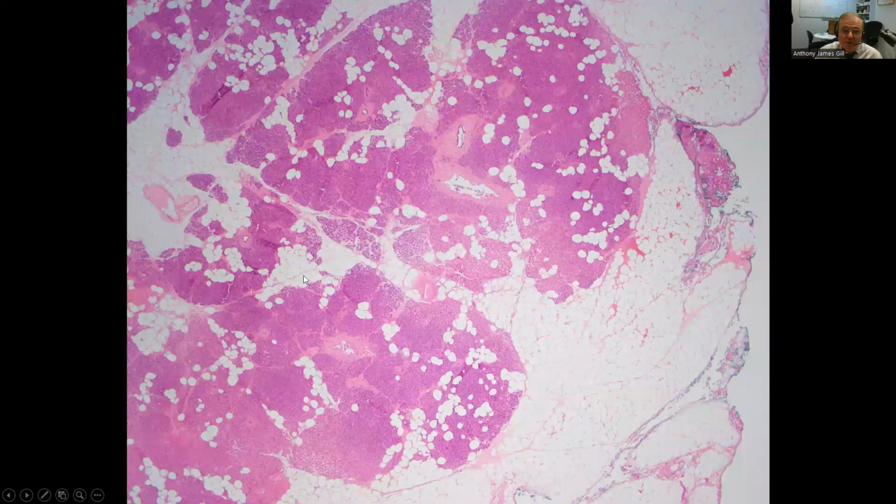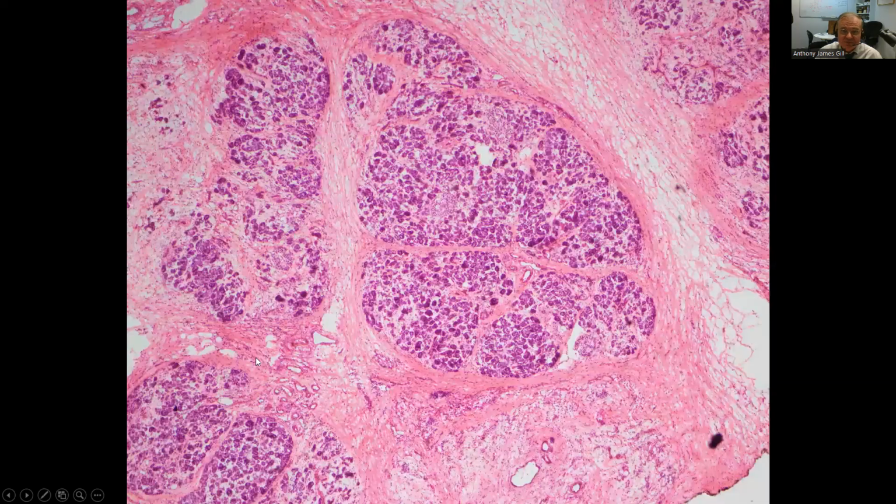Here we have quite a bit of fatty change. Out here, we don't include it because there is no acinar cell or islets here, but we include the fat within the pancreas, within the parenchyma. So I'd estimate this is about 20% fat, about 20% fibrosis, and 60% acinar cells.